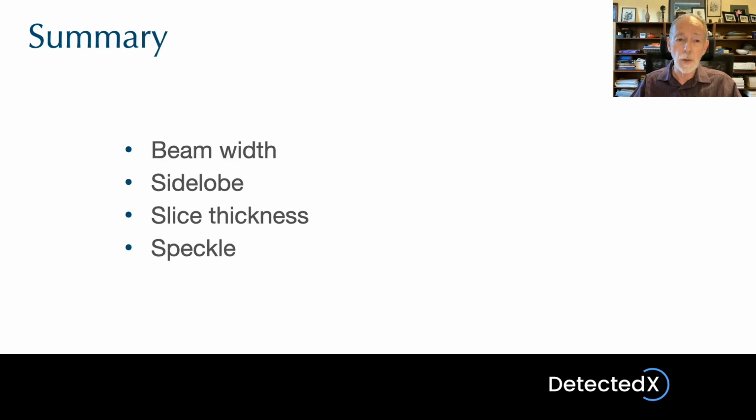So in summary, we have looked at the effects of beam width and the way it causes every point to be blurred horizontally. We've looked at side lobe artifact, slice thickness artifact, and the question of speckle and how it can be reduced.